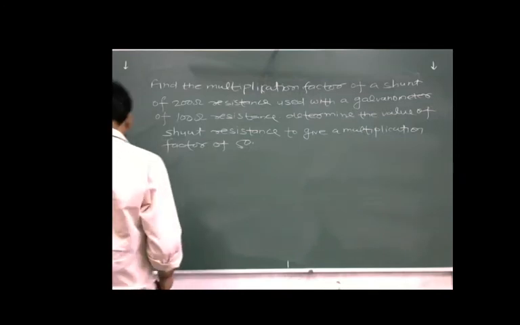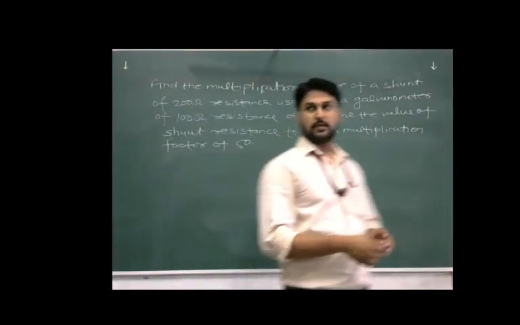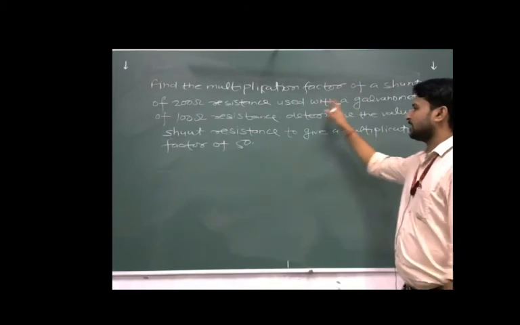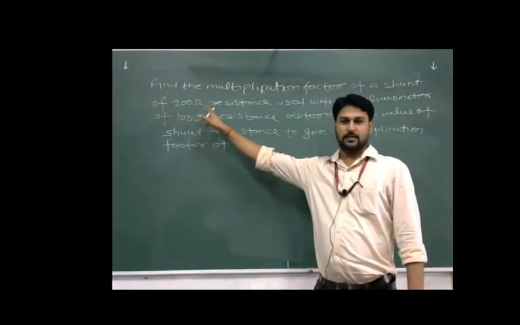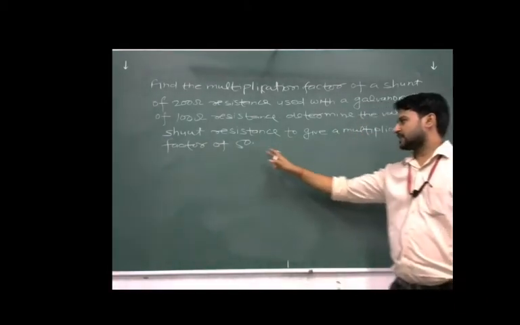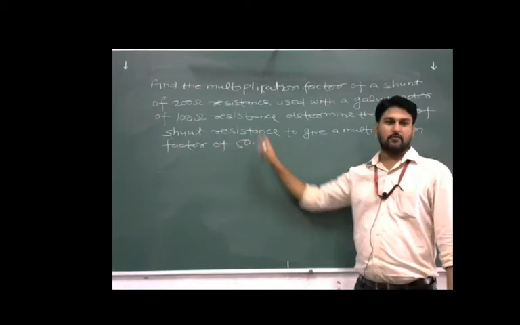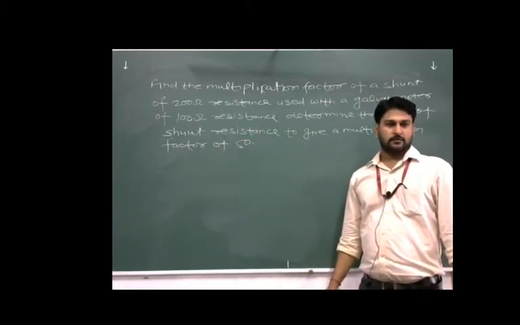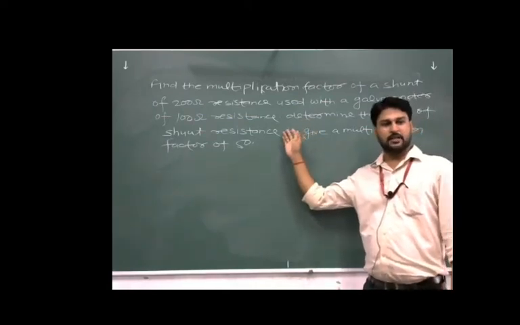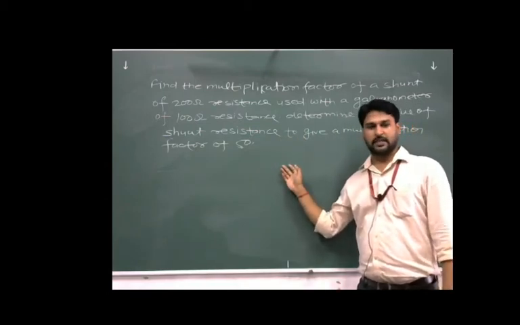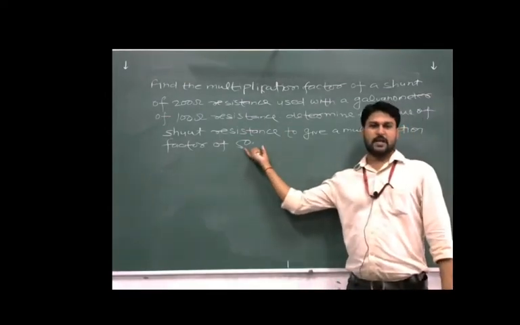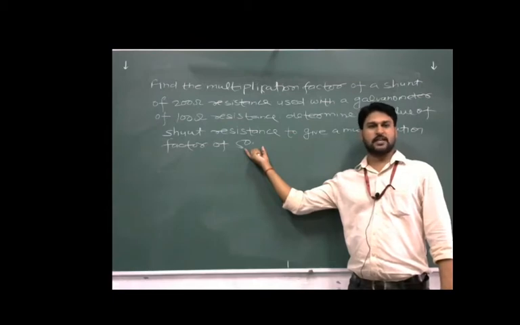So this question is divided into two parts. The first one: the value of RSH is given, 200 ohm, and we have to find the value of the multiplication factor. In the second part of the question, the multiplication factor is given and we have to find the value of RSH, the value of the shunt resistance.